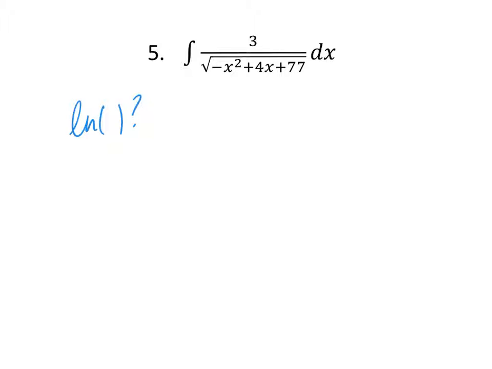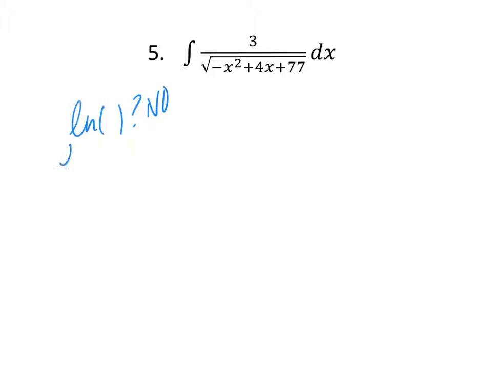All right, natural log. What do I need if it's going to be a natural log problem? It needs to have in the numerator the derivative of the denominator. Is there any way 3 is the derivative of the square root of negative x squared plus 4x plus 77? Not quite. No. So no.